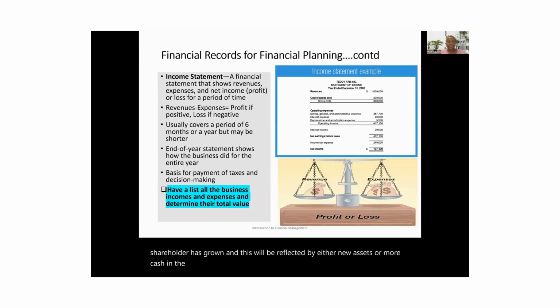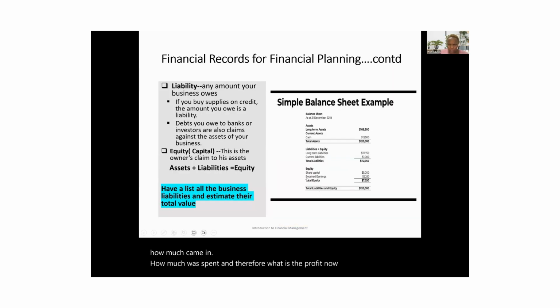Now, the other statement that is very important, remember we were talking about the gap between the revenues and the expenses. Now, that information is consolidated in a financial record that is called the income statement or the profit and loss account. So this is a statement that is just prepared at a financial period to just show how much came in, how much was spent, and therefore what is the profit. Now, that profit here is the one that we refer to as the retained earnings.